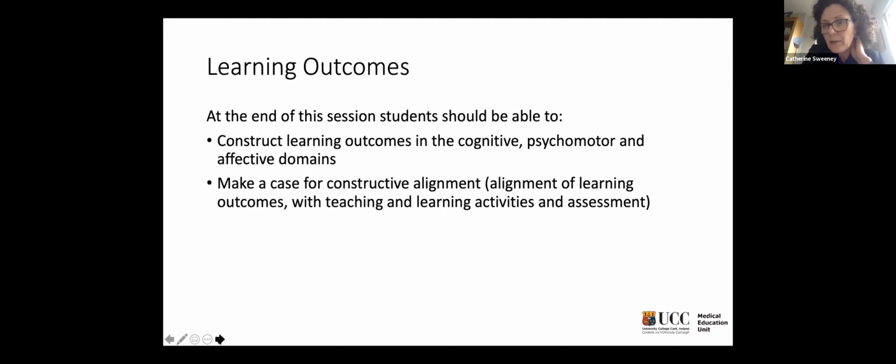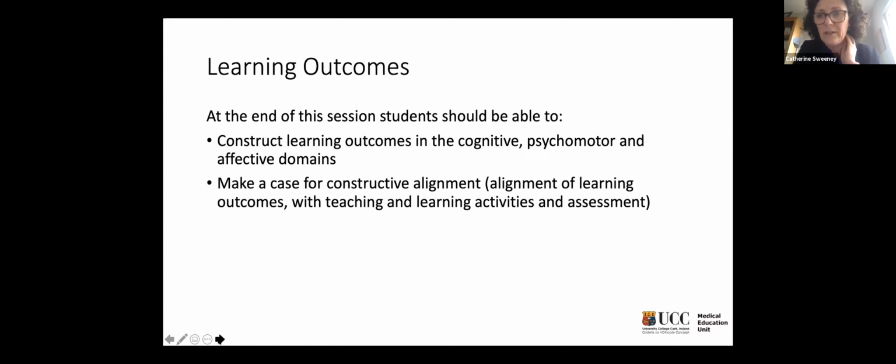So my learning outcome for this session is that at the end of this session, participants, I should say, rather than students in this case, should be able to construct learning outcomes in the cognitive, psychomotor and affective domains. And we'll come back to those. So there's three different areas that we look at in education. The cognitive relates to knowledge, the psychomotor to skills, and the affective domain to attitudes and behaviors.